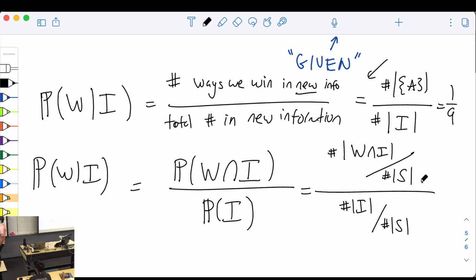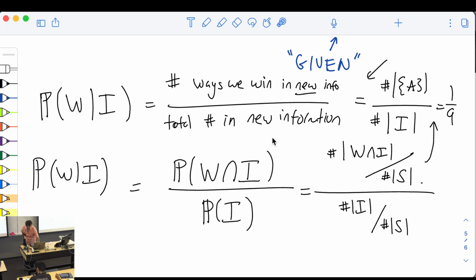So in this fraction, we're dividing by the number of things in S in the top and the bottom, and so it cancels out. And when it cancels out, you get back our original formula, which says it's the number of ways it could happen in the new information. That's W happening and information I happening. You need both of those things. And the bottom of the fraction is the number of things in I. So these are the same thing. And very commonly, you'll see this formula with no explanation. And it really is just a convenient way to do what we were just doing.